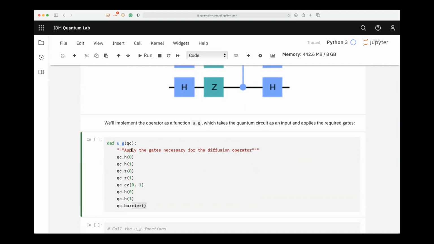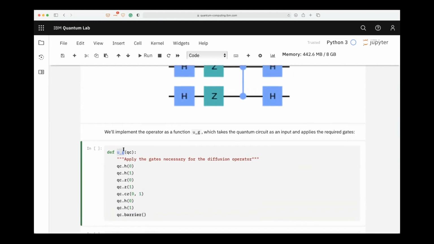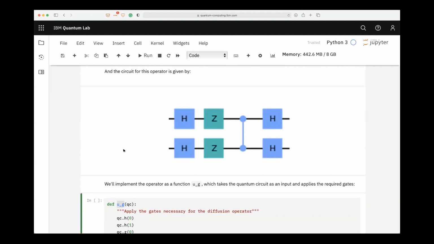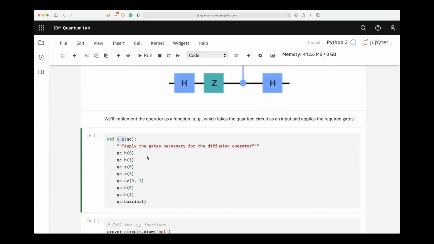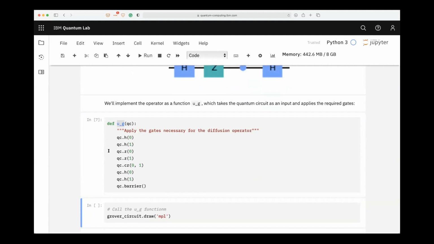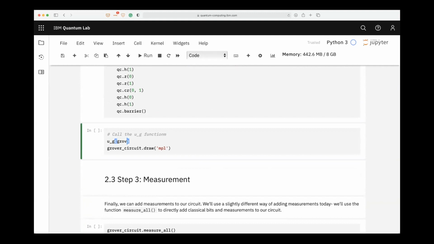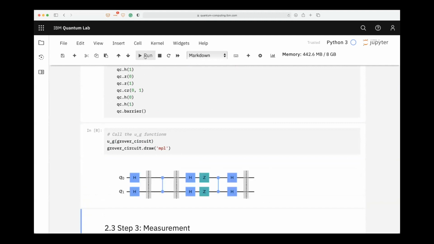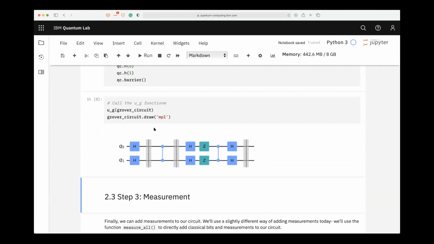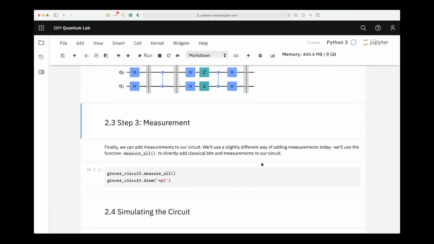So just to recap, this UG thing should do our diffusion operator for us, which was the matrix that hopefully you have some intuition for. The gates, maybe not so much, but you can just confirm that these gates do the matrix that I gave you in the slides. I'll go ahead and run that. And here, again, we'll call the UG function on our Grover circuit to tack on that extra bit. And then I'll run this. And there we go, we're in business. So we have our initialization, we have our oracle, we have our diffusion operator, and now the only thing left is step 3, which is going to be measurement.